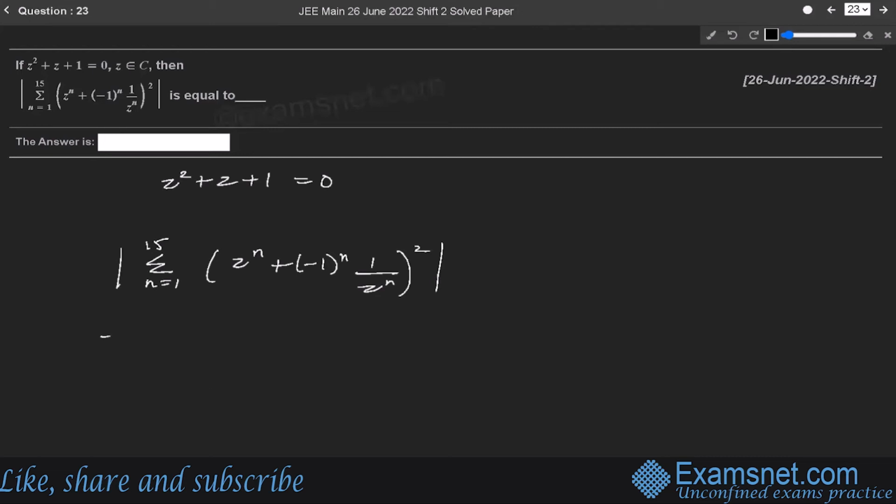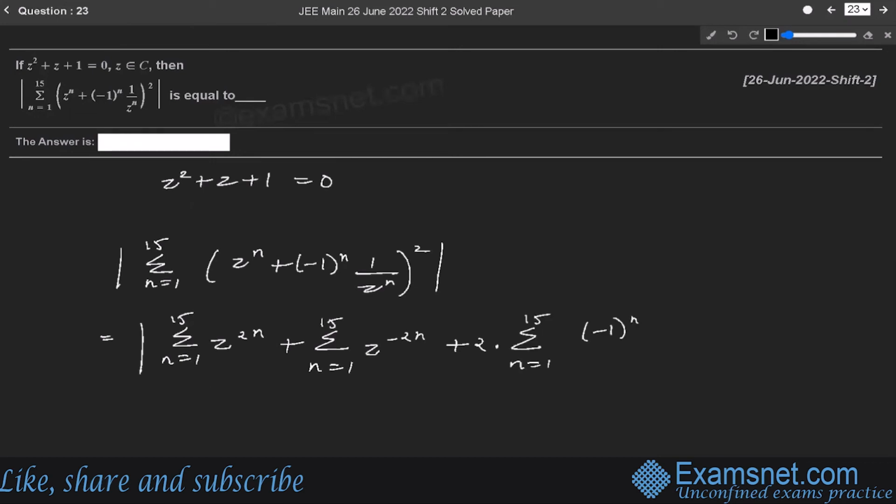So, this will be equal to mod of summation of n is equal to 1 to 15 of z power 2n plus summation of n is equal to 1 to 15 of z power minus 2n plus 2 into summation of n is equal to 1 to 15 of minus 1 power n. So, this will be equal to modulus of 0 plus 0 minus 2, which will be equal to plus 2. Hence, the correct answer for this question is plus 2. I hope this question is clear to you.